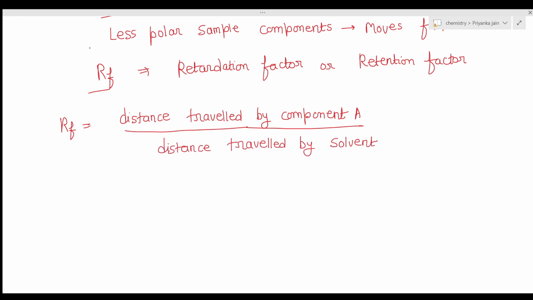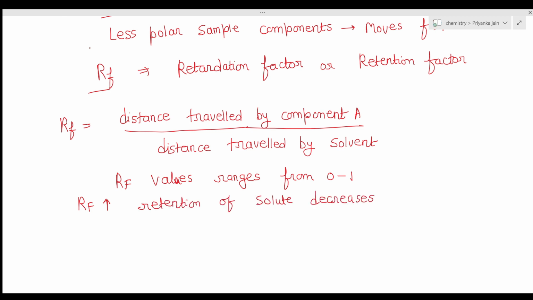So you can measure the distance traveled by the solvent. We know the solvent line, we know the distances of the different components, so we can also measure them. In this way we can find out the Rf values. These Rf values range from 0 to 1. As the Rf value increases, the retention of the solute decreases. This Rf value changes with the time of migration, the adsorbent and the solvent.